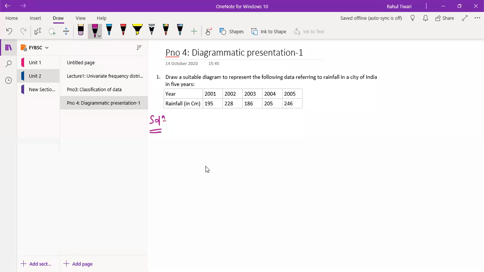Which diagram? You are saying it is simple bar diagram. So I will use, even subdivided is there also. So we can use simple bar diagram. One can very easily draw, no problem.